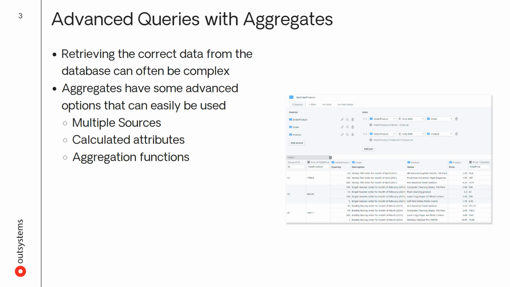Sometimes, to make sure we are getting the correct information from the database, we need more functionality than that. Aggregates have some advanced options that we can easily use in our applications, such as multiple sources, calculated attributes, and aggregation functions.